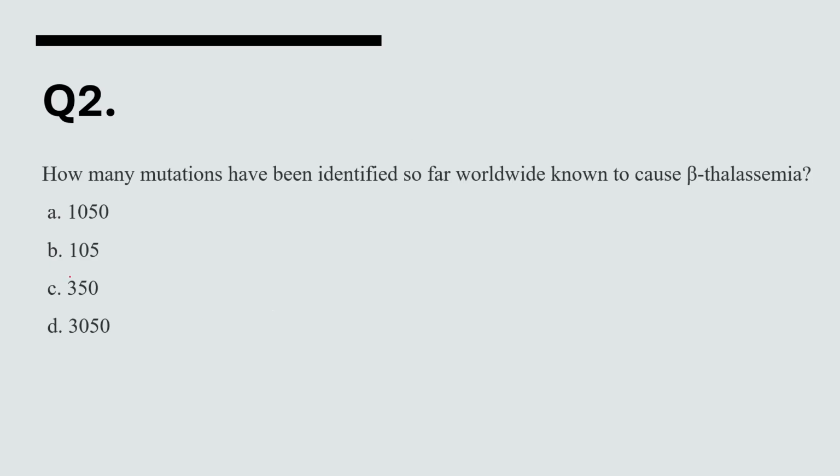Let's move to our next question. How many mutations have been identified so far worldwide known to cause beta thalassemia? Is it 1050, 105, 350, or 3050? Please try to answer this question in 2 minutes, then we will be discussing it.